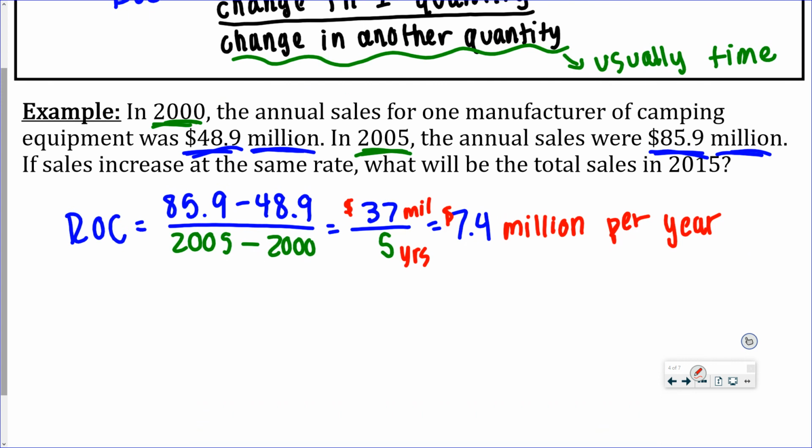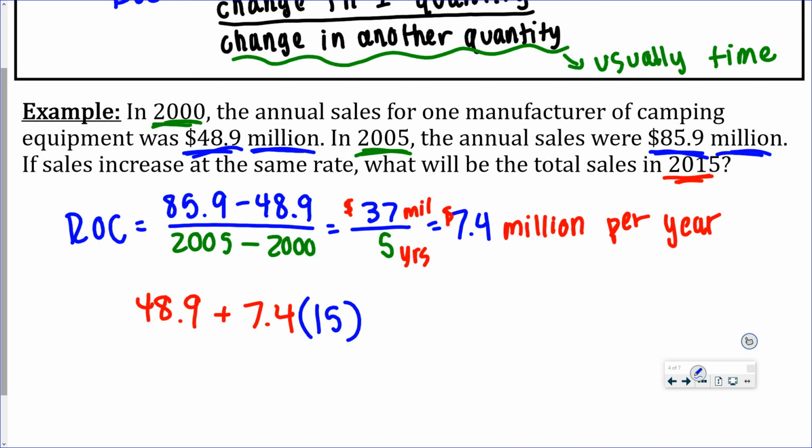So what will our total sales be in 2015? Well, if it's growing 7.4 million each year, let's say we're starting in year 2000. In year 2000, how much do I already have from this equipment? How much were my sales already at in 2000? Okay, so that's how much they were in 2000. And then they increased 7.4 each year over the next 15 years. So multiply that by 15.